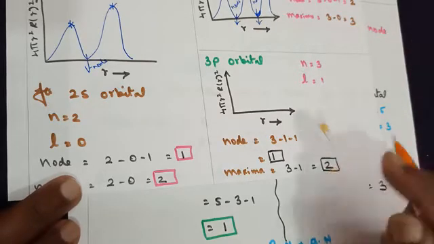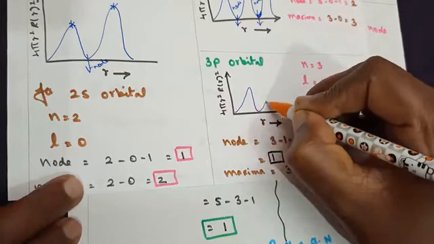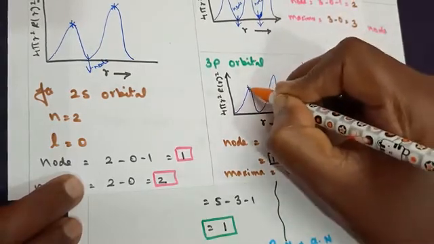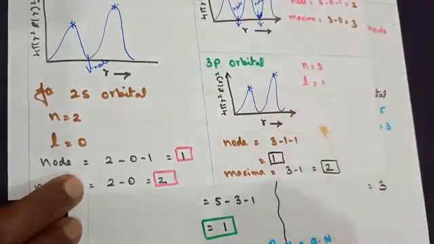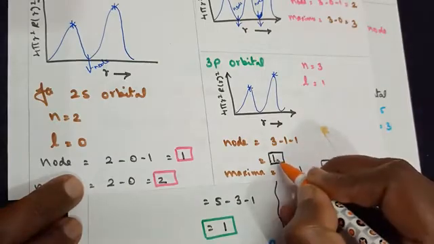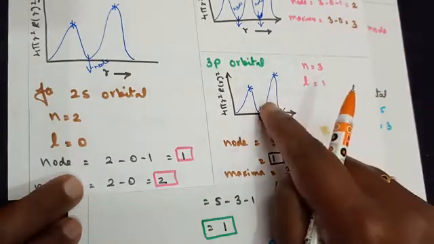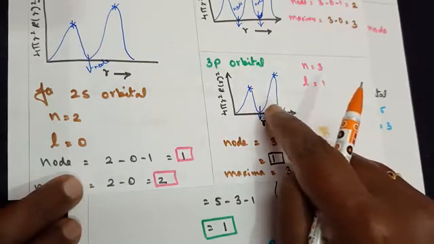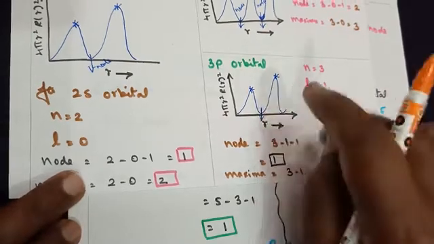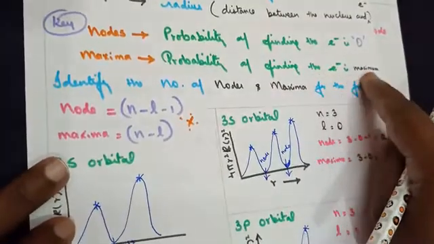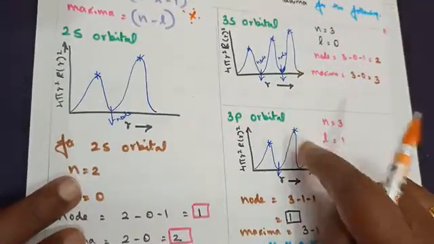So how many peaks should I have? 2 peaks. 1, 2 peaks I've got. This is one maxima for me, and this is another maxima. In between, how many nodes have I got? Only one node. So probability of finding the electron is 0. That's called a node. Probability of finding the electron is maximum. That's called a maxima.